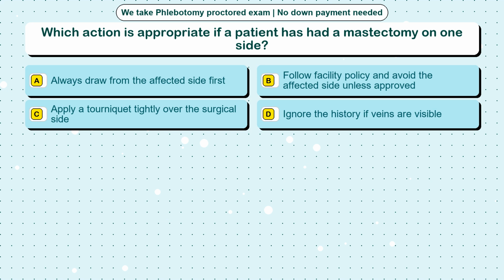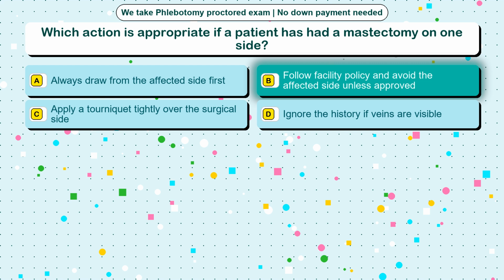Question 67. Which action is appropriate if a patient has had a mastectomy on one side? Option A, always draw from the affected side first. Option B, follow facility policy and avoid the affected side unless approved. Option C, apply a tourniquet tightly over the surgical side. Option D, ignore the history if veins are visible.